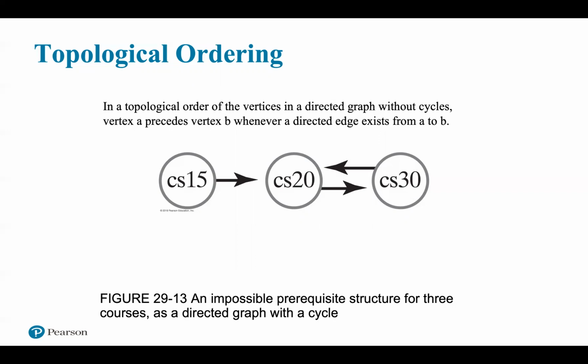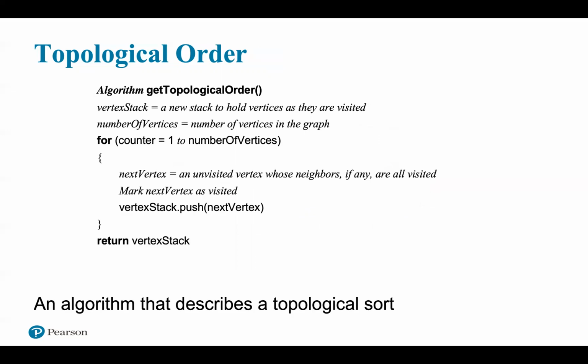You need to complete CS15 and CS20 before taking CS30. But you need to complete CS30 before taking CS20. The circular logic is caused by a cycle and creates an impossible situation. The process that discovers a topological order for the vertices in a graph is called a topological sort. Several algorithms for this process are possible.